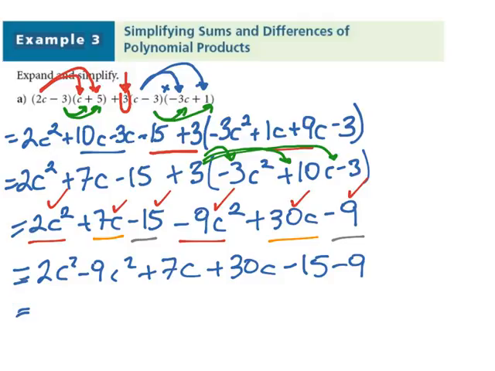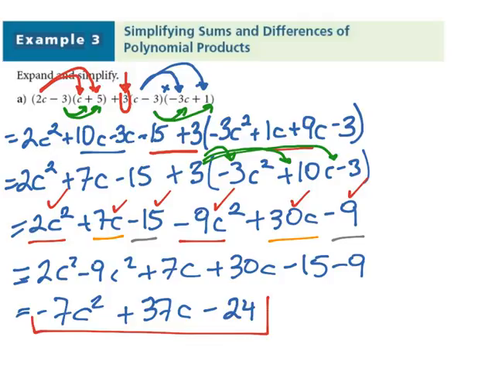So 2c squared minus 9c squared is negative 7c squared. And plus 7c plus 30c is 37c. And negative 15 minus 9 is negative 24. And here is your answer. It's a lot of work for this question.